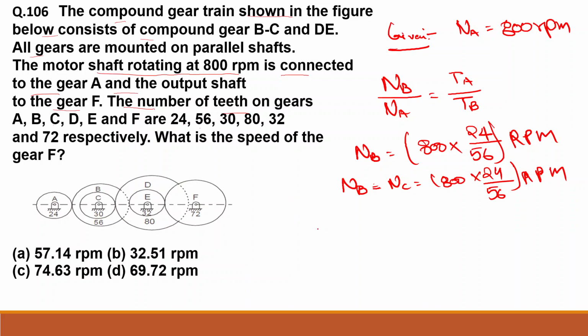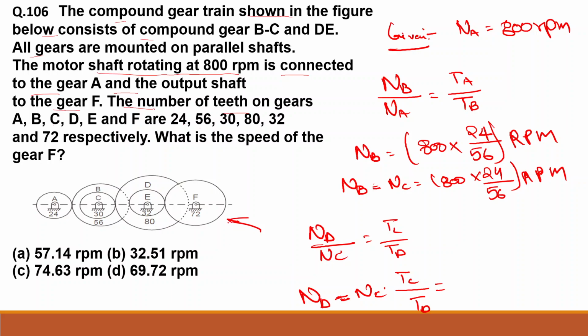After that I will go for ND. ND upon NC is equal to TC upon TD. After that ND is equal to NC into TC upon TD. I will be referring to this diagram only. I am not going to draw another diagram, so I am writing from the given diagram only.